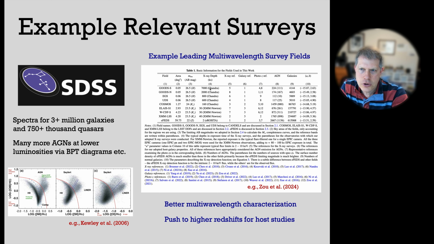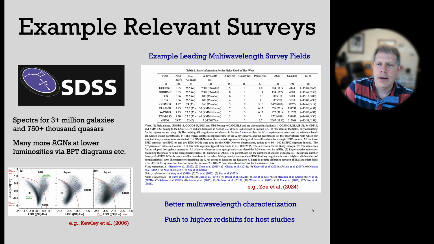And these surveys contain, obviously, very large numbers of galaxies, listed here, and also large numbers of AGNs. With the excellent deep multi-wavelength characterization, these survey fields often let you push to considerably higher redshifts for the same types of objects as you can study in the more local universe with the Sloan Digital Sky Survey. You can perform host galaxy studies of AGNs out at redshifts 2, 3, and even beyond now with the James Webb Space Telescope.